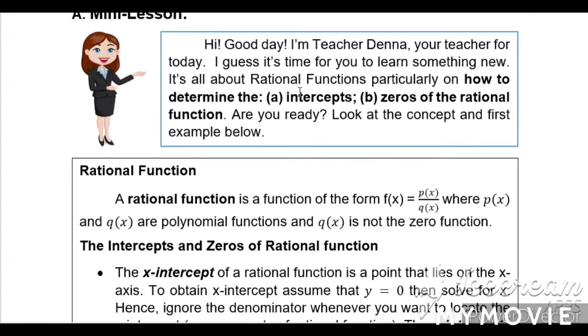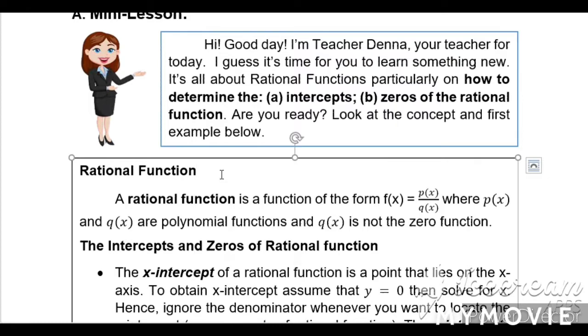So we have the mini lesson. The teacher said that it's time for you to learn something new. It's all about rational functions, particularly on how to determine the intercepts, zeros of the rational function. Are you ready? Look at the concept and first example below. So what do you mean by rational function?